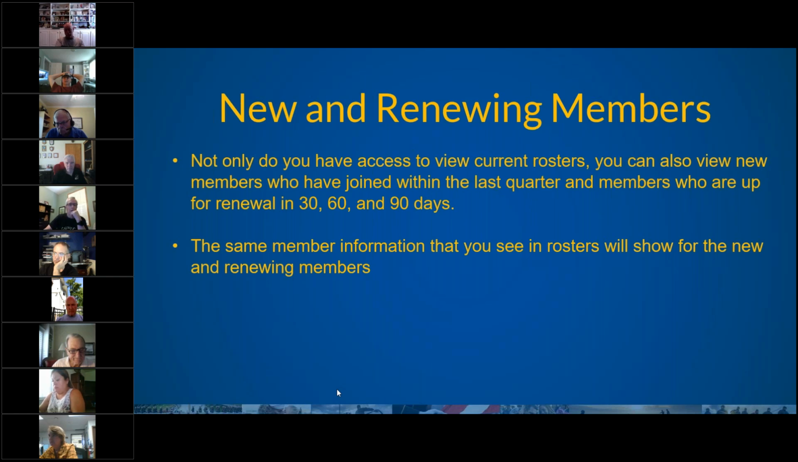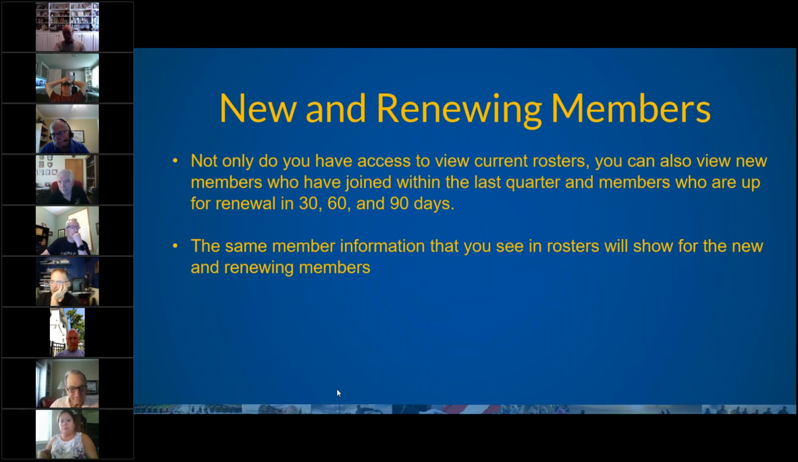We get a lot of feedback that councils want to be able to see a breakdown of members that way. You could always look at their expiration date, but I think this is a nice way to do it as well. If you didn't want to sort through your list, and you're one of our councils that has quite a few members, I think this is an easier way to look at that information, particularly as a quick snapshot. And of course, the same member information that you'd see on your regular roster, you're also going to see on the new and renewing members roster lists as well.